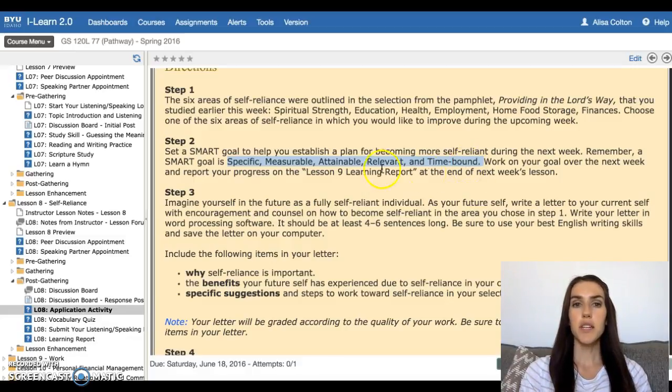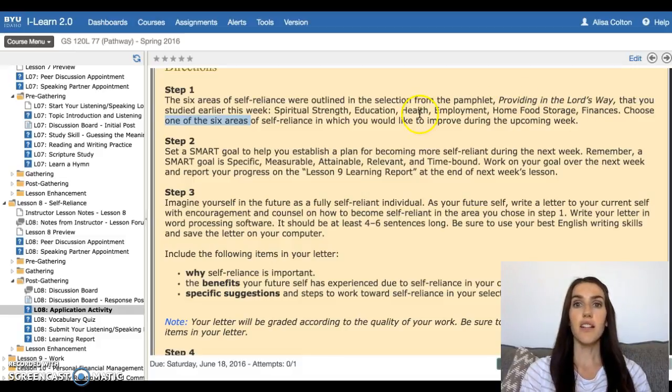And so what you need to do is think about and choose, it says here, one of the 6 areas. So maybe as I look at those 6 areas, I think, you know what, home food storage is an area that I'm not very self-reliant in. Maybe we don't have much because it's hard. It costs extra money and time to prepare it. And that actually is an area that I feel like I'm always needing to get better at. So I'm going to set a goal.